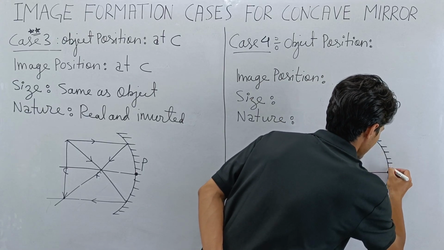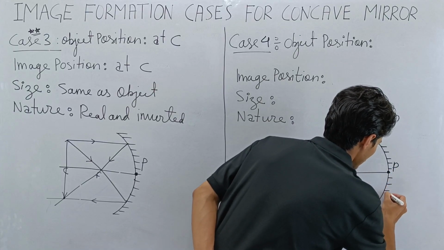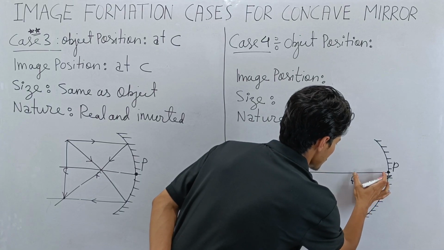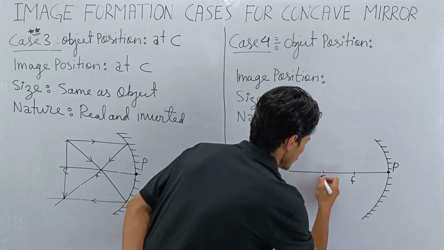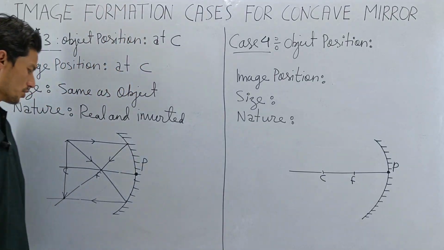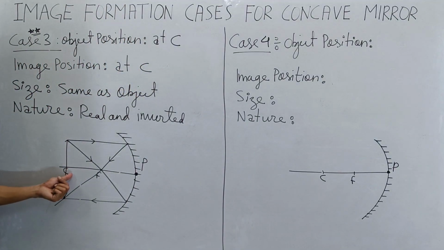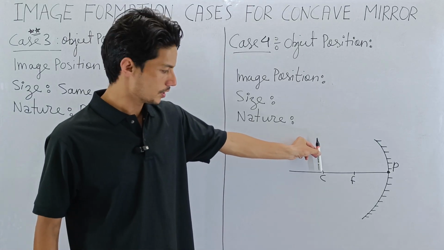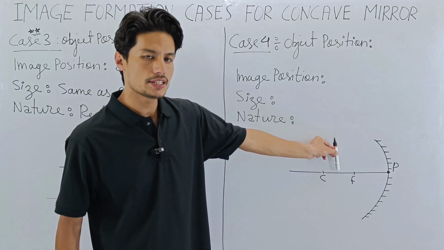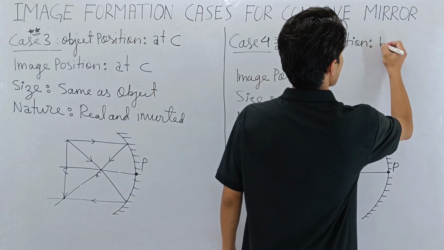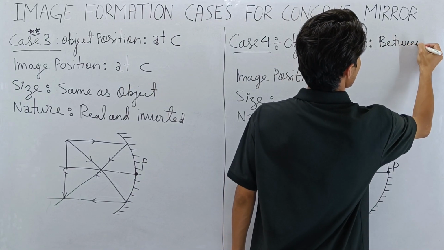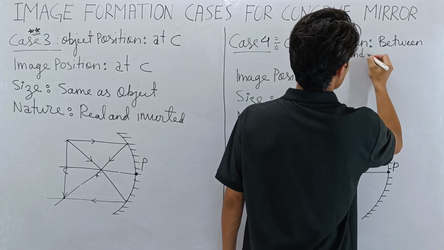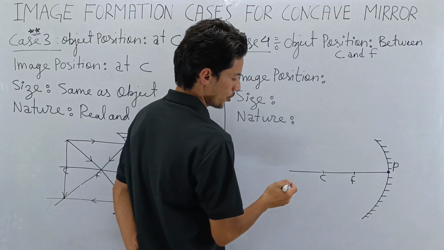Let me show the back side. I have marked the pole. Let this be the focus. Taking the same measurement, I go and mark my center of curvature. So in case 3, where was the object? The object was at C. Now in case 4, where will the object be? Will the object still be at C? No, the object will move ahead. It will now be in between C and F. So the object position is between C and F.